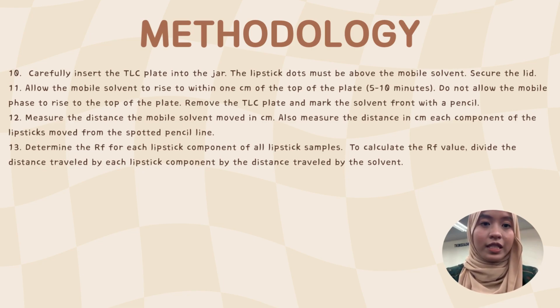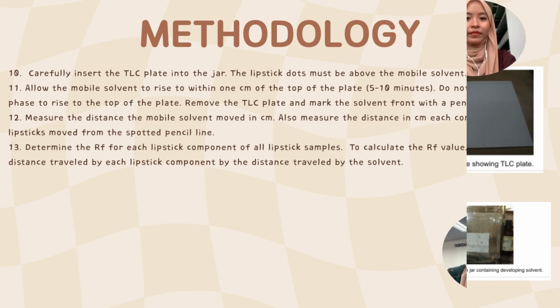Number 12. Measure the distance the mobile solvent moved in cm. Also measure the distance in cm each component of the lipsticks moved from the spot pencil line. Number 13. Determine the RF for each lipstick's component of all lipstick samples. To calculate the RF value, divide the distance traveled by each lipstick component by the distance traveled by the solvent.